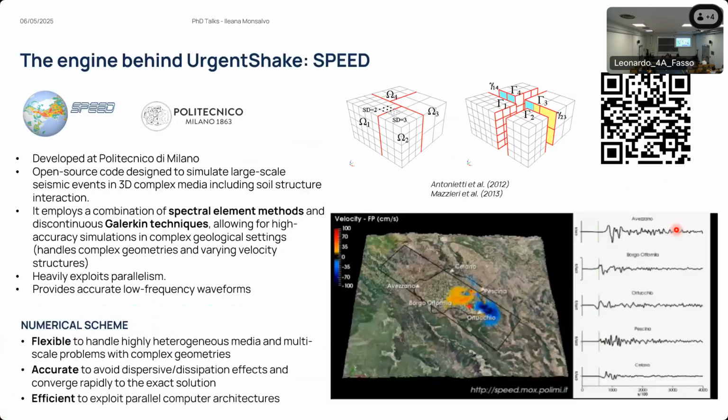The engine behind UrgentShake is the code SPEED. It is the code that is used to carry out the simulation, and it has been developed here at Politecnico di Milano. It's an open source code that was designed to simulate large-scale seismic events in 3D complex media.